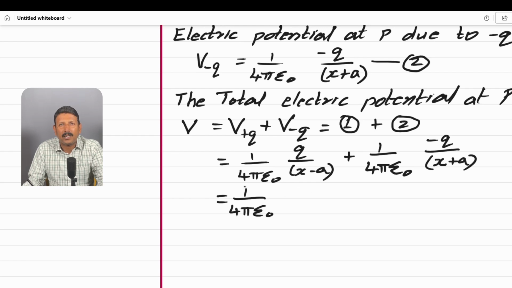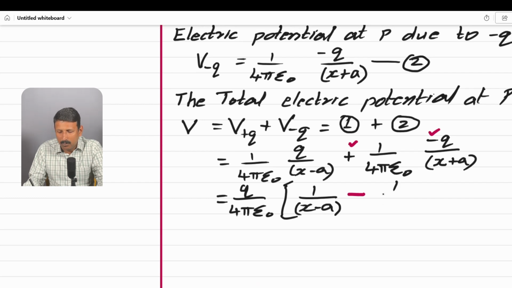Now we will go ahead. We will take the common outside first. So 1 by 4 pi epsilon 0, okay, 1 by 4 pi epsilon 0. Q also outside because Q is common in both the terms. Inside the bracket, 1 by x minus a.